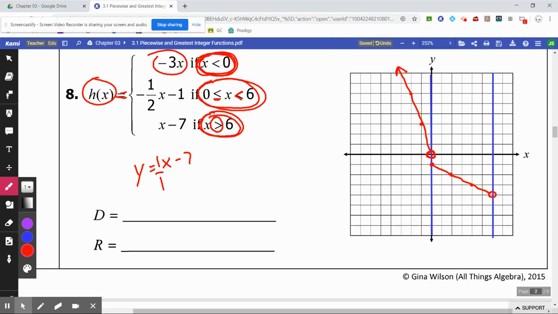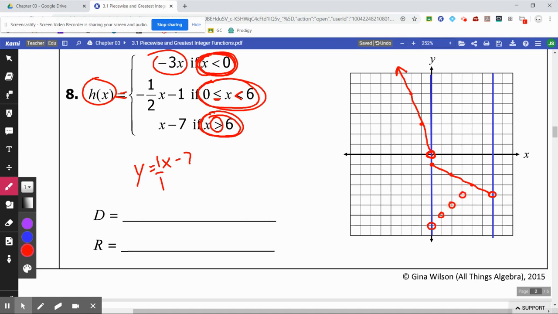My y-intercept is -7. Now I've got to put my y-intercept way over here. 1, 2, 3, 4, 5, 6. Since that's not part of my graph, I'm going to do an open circle there just to remind me that what I'm drawing now is not part of my graph. Rise 1, run 1, rise 1, run 1, rise 1, run 1.